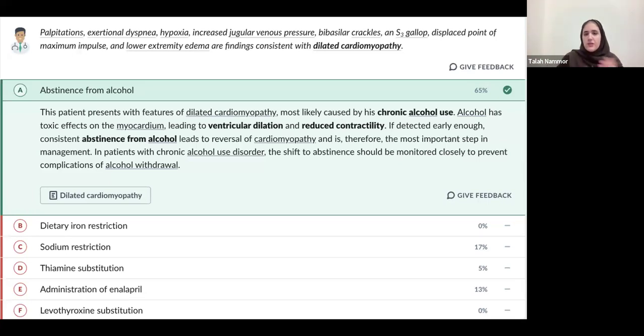And I know this is management, but I want you to be able to pick up dilated cardiomyopathy from whatever they said. They said palpitations, they said jugular venous pressure is elevated or distension. There's an S3 gallop, the maximum impulse is no longer in its place, and we have edema. All of these things are pointing to what? Okay, dilated cardiomyopathy. Is this clear? In your lecture, it was mentioned that alcohol and I think smoking are risk factors for dilated cardiomyopathy. Am I right? Yeah.